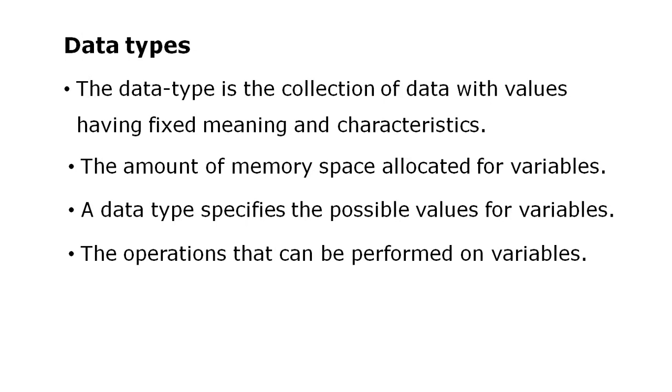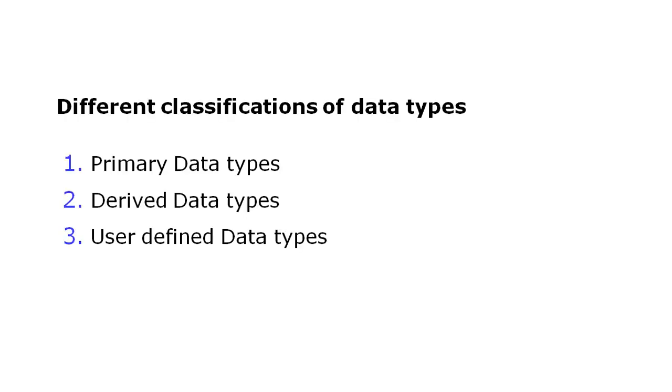The operations that can be performed on variables. In simple words, a data type determines the type of data that a variable can hold. Different classifications of data types: there are three different kinds of data types available in C.